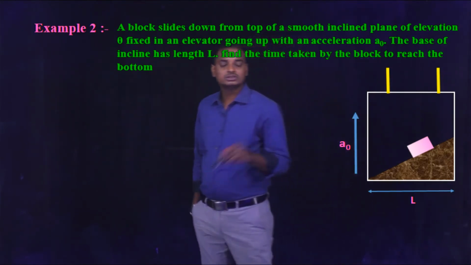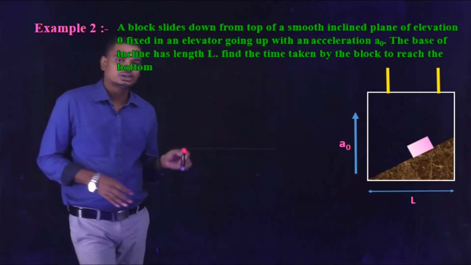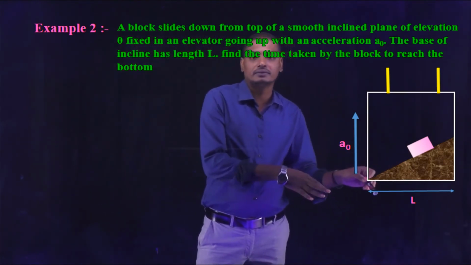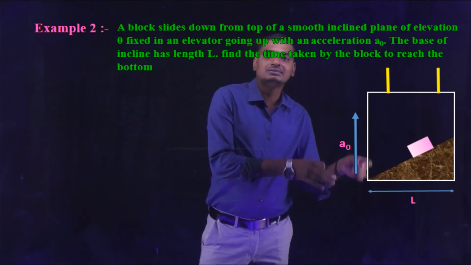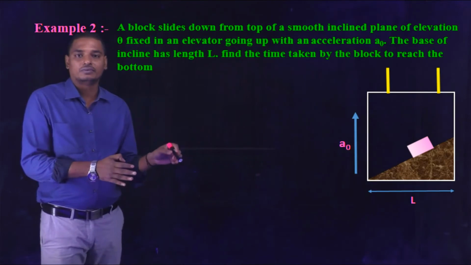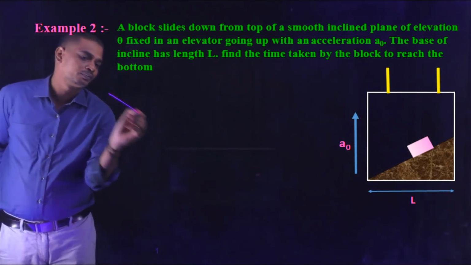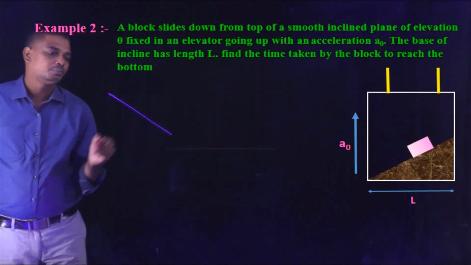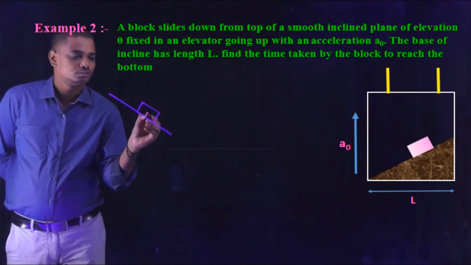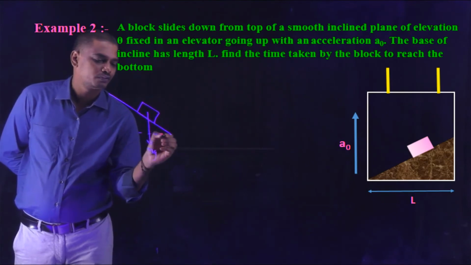To solve similar problems, we have to consider it as a non-inertial frame of reference. That is, the person inside the lift is calculating the time. So that is a non-inertial frame of reference, and we need to consider a pseudo force. If you draw a free body diagram, this is an inclined plane, this is the block. The weight of the block acts downwards, mg, and the angle of inclination is theta.